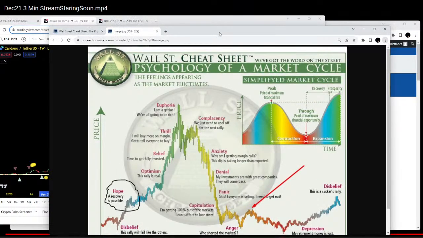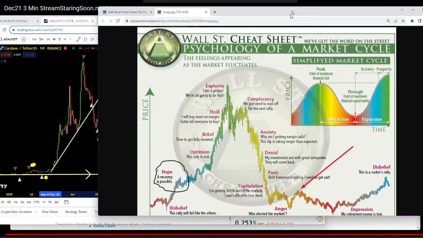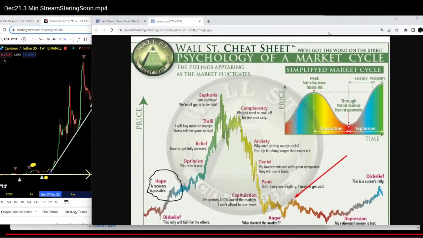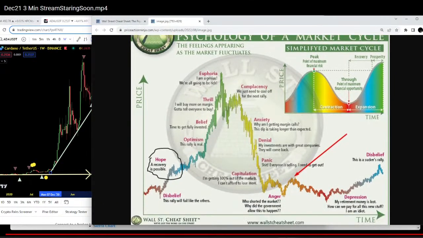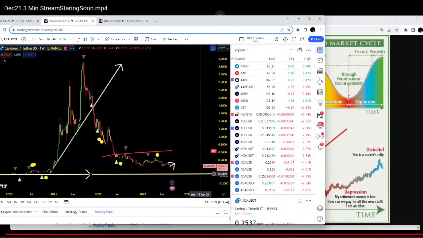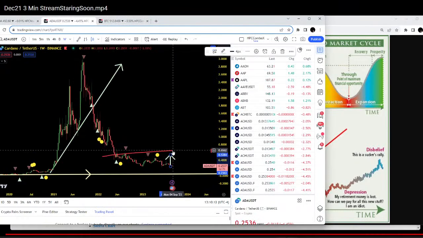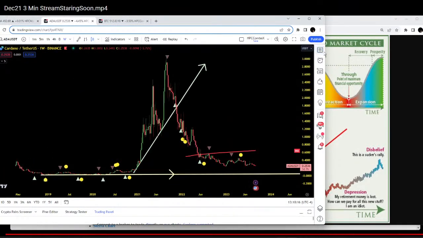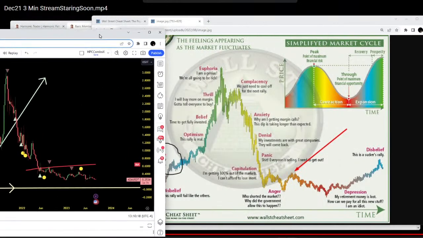There's the chart right there. That's where we are. We're in despair, depression, anger. Not anger, anger's over. We're beyond anger. Yeah, we're getting into depression. That's about right. It's classic. Really, that's a pets.com.